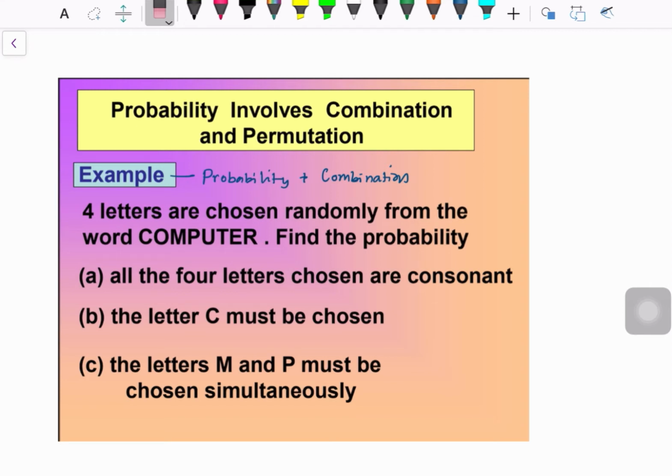4 letters are chosen randomly from the word COMPUTER. Find the probability that: A, all the 4 letters chosen are consonants. B, the letter C must be chosen. C, the letters M and P must be chosen simultaneously.